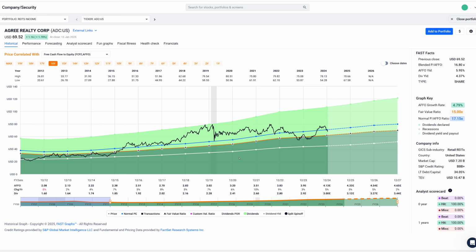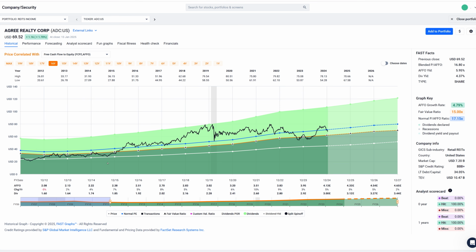So looking at this REIT, I like this REIT. I would be watching to see if it would come back into fair value. If the price dropped any, then I'd be willing to consider this REIT. Right now, I consider it a little expensive. However, it does offer a 4.37% dividend yield. It's BBB plus rated and only has 34% debt to capital.